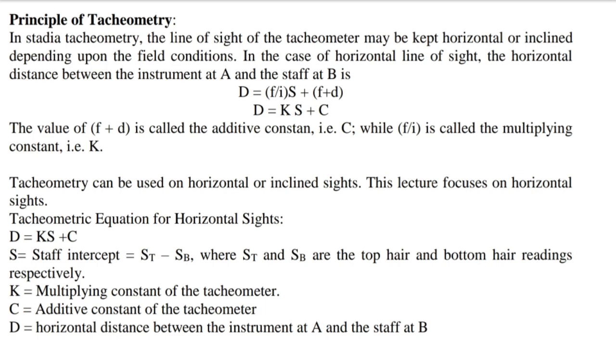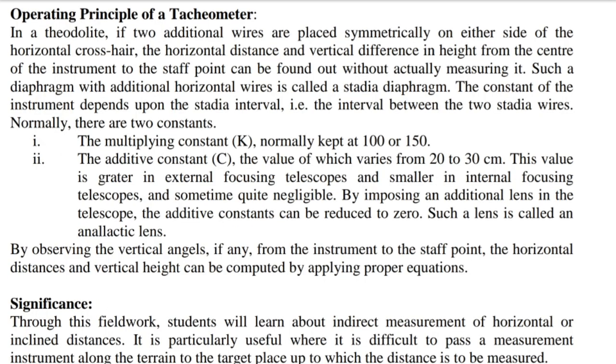Tacheometry equation for horizontal sights: D = Ks + C. S is equal to the staff intercept, equal to St minus Sb, where St and Sb are top hair and bottom hair readings respectively. K is the multiplying constant of the tacheometer. C is the additive constant of the tacheometer. D is the horizontal distance between the instrument at A and the staff at B.